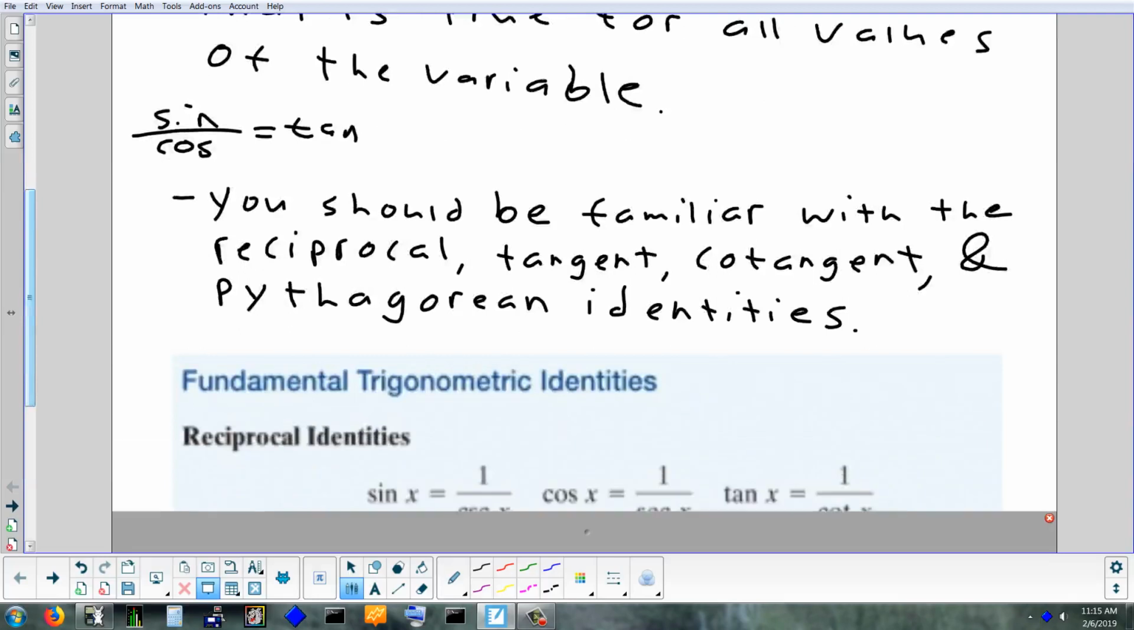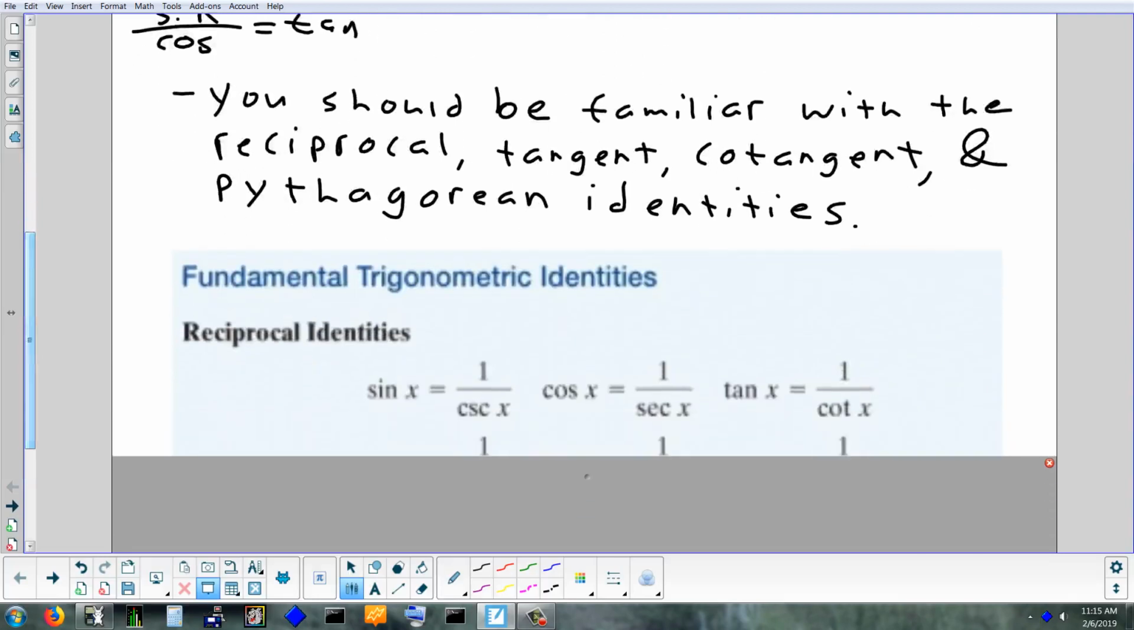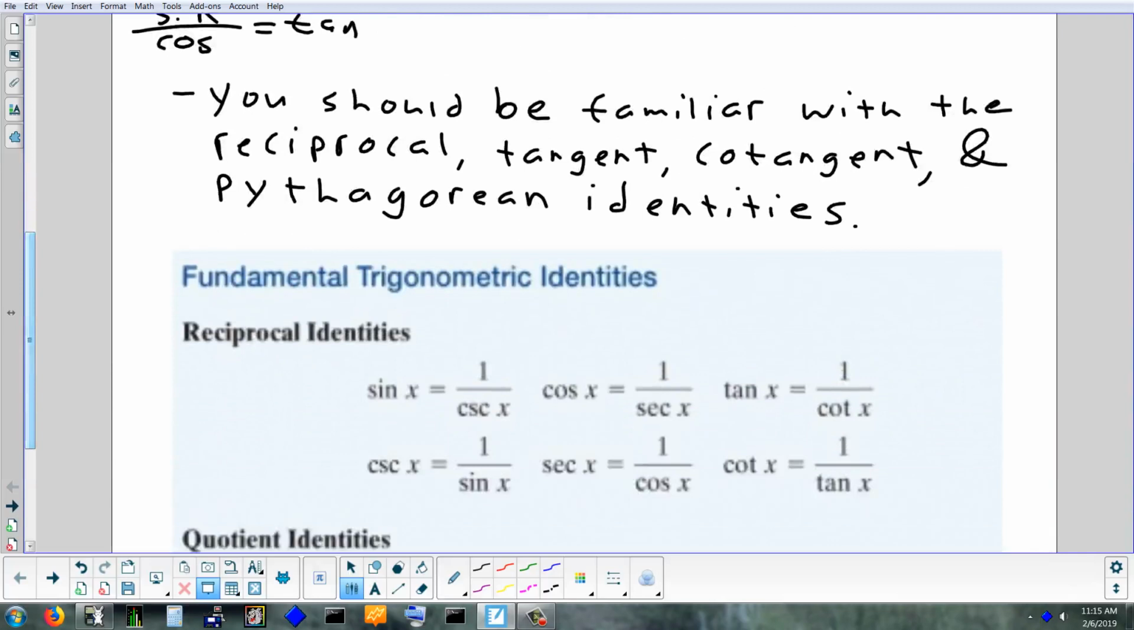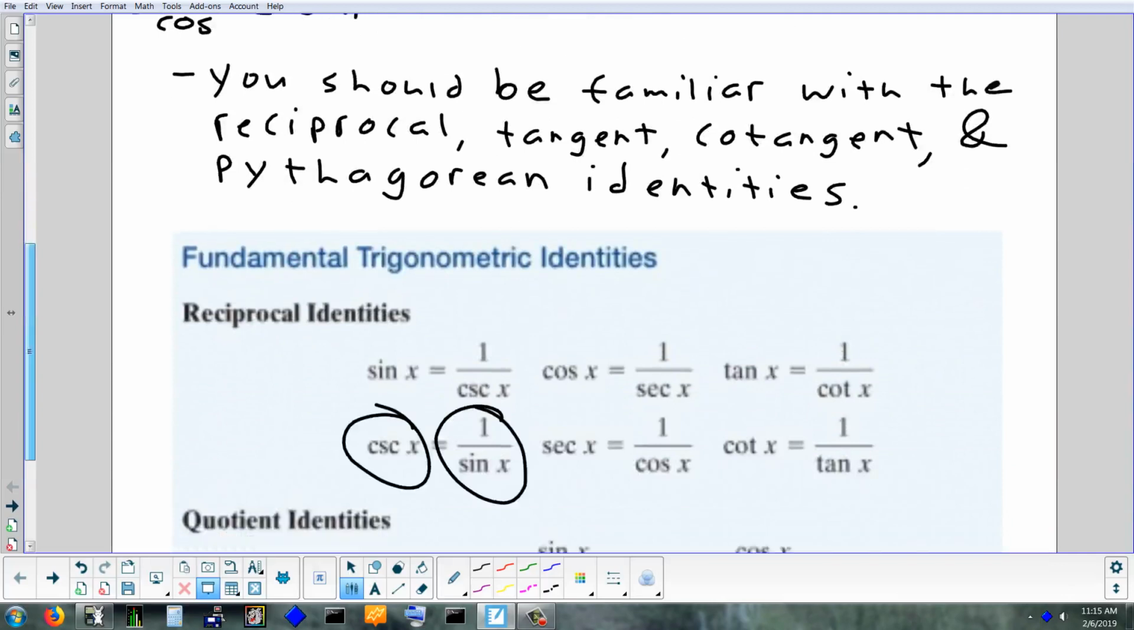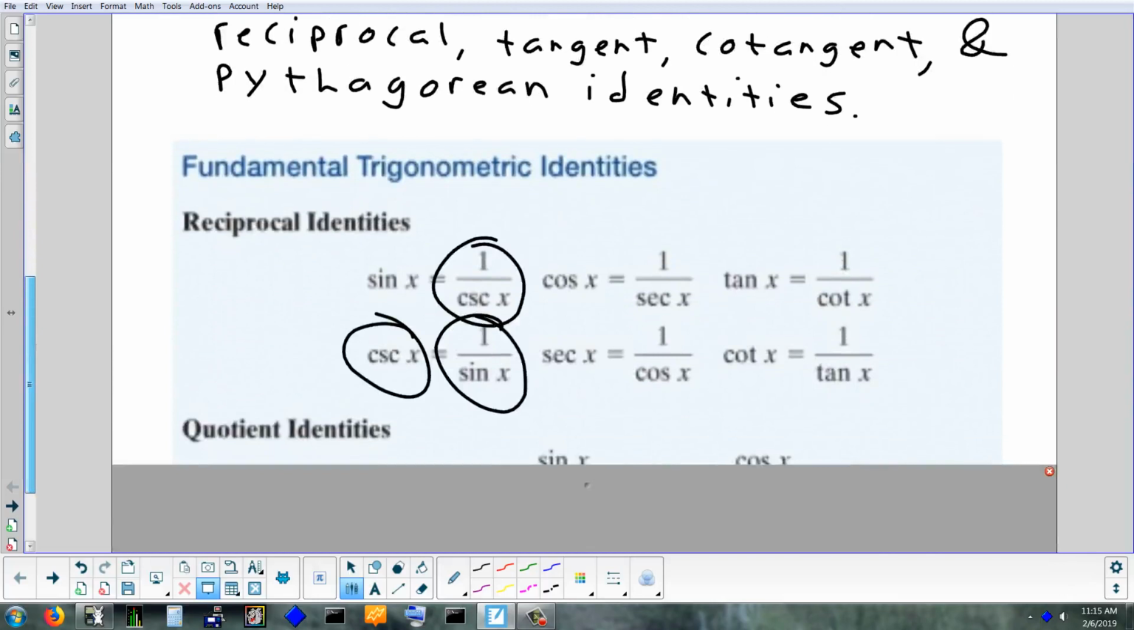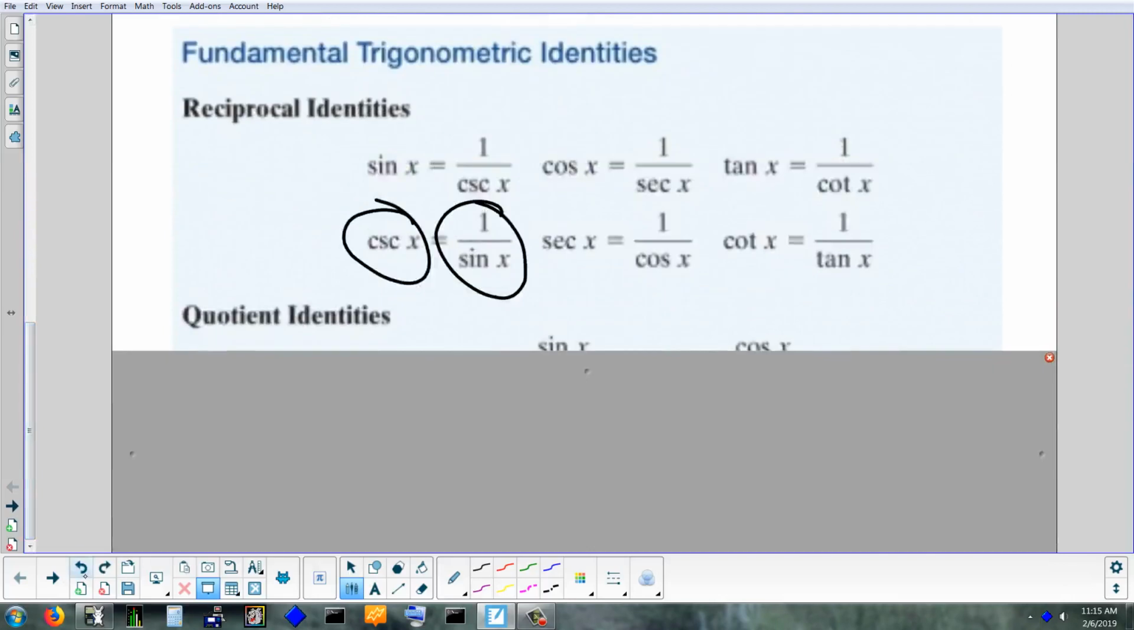So let me, oh actually I already have them. Perfect. So here's your 6 reciprocal identities. And the 3 on the top are really repeats of the 3 on the bottom. This one is saying if you flip the sine, you get the cosecant. Well, the one above it is saying if you flip the cosecant, you get the sine. Well, yeah, it's just changing it back and forth. If you flip the cosine, you get the secant. If you flip the secant, you get the cosine back. So there's really only 3 reciprocal identities. They're just writing them different ways.